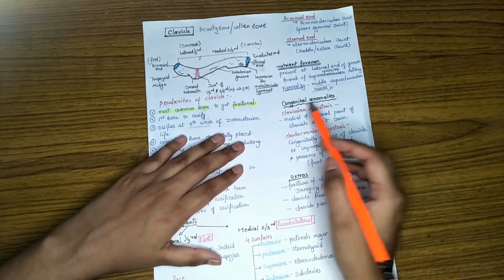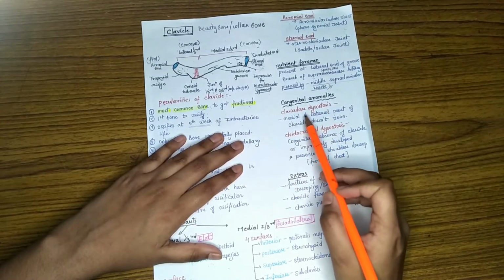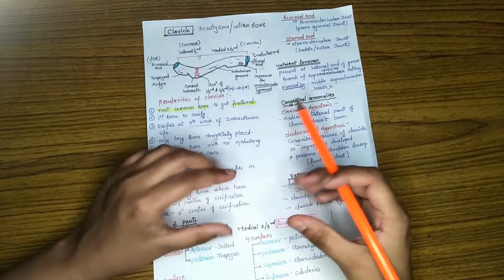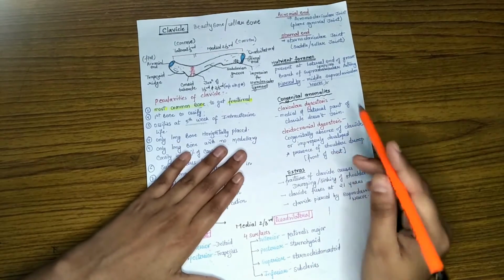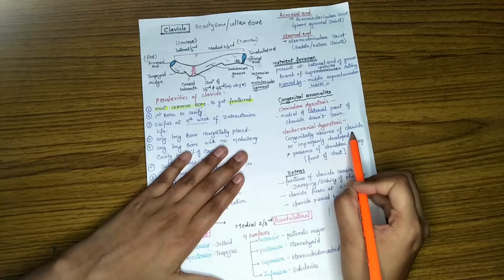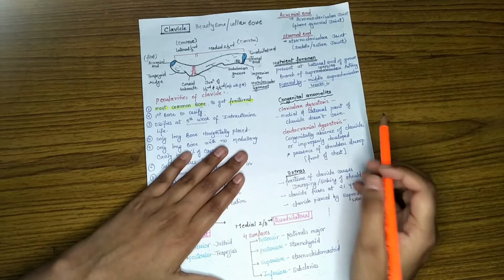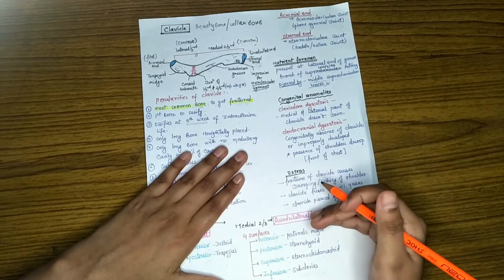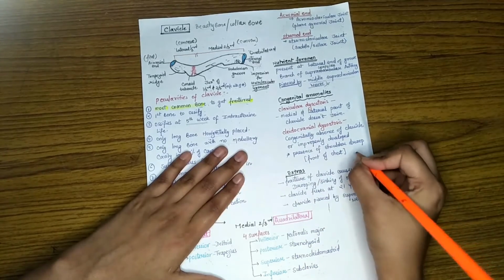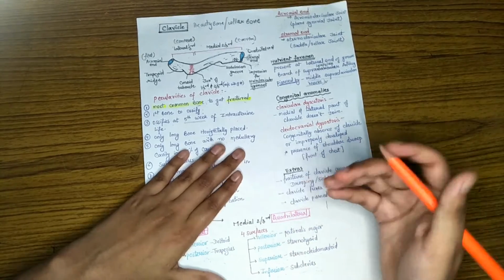Now we'll talk about the congenital anomalies. There is clavicular dysostosis, in which the medial and lateral parts of the clavicle don't join with each other. In cleidocranial dysostosis, there is congenital absence of the clavicle, or improper development of the clavicle can be seen. Because of this, we can see shoulder droop, in which the chest comes to the front side.